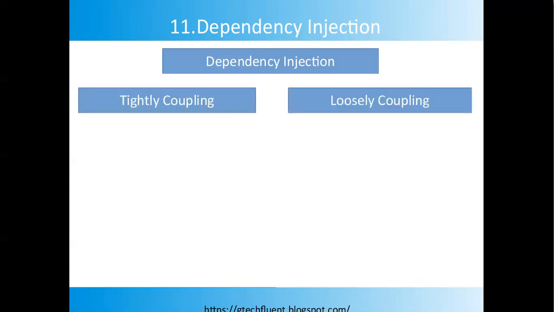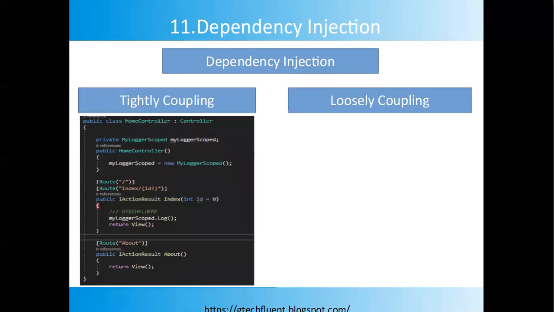In tight coupling, the software components depend on each other in such a way that for a small change in one component, you might require a lot of changes in the dependent component. And this is not a good practice in software development. The simplest way to understand: when we create the instance of a class or service with the new keyword, the class or the service is tightly coupled.